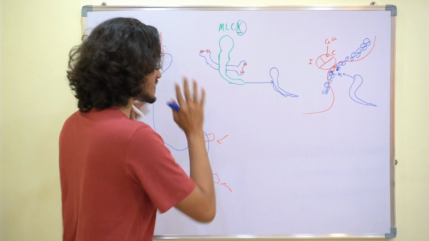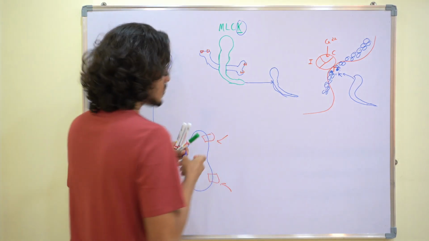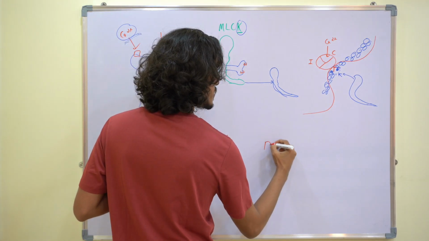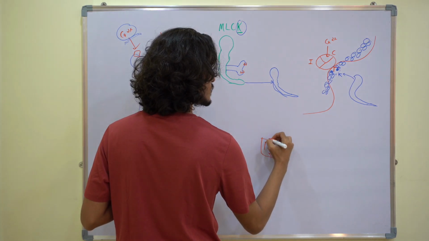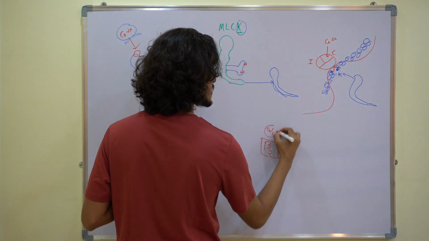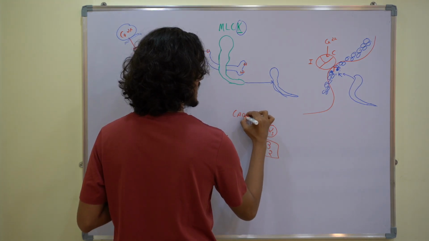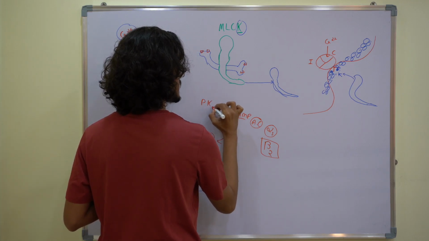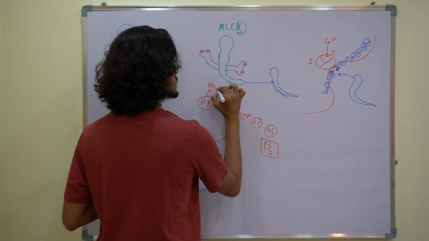Now once we have that picture clear, we need to see how beta 2 is going to act. So beta 2 will act on the G alpha stimulatory, adenylyl cyclase, cyclic AMP, and that is going to activate protein kinase A, which is now going to phosphorylate something.